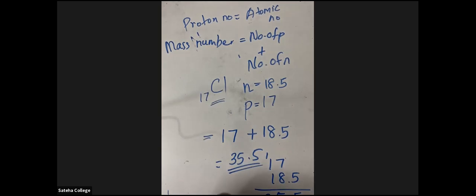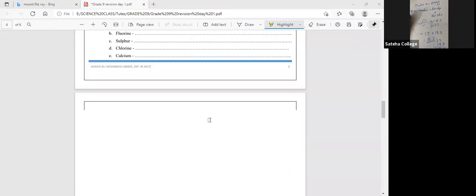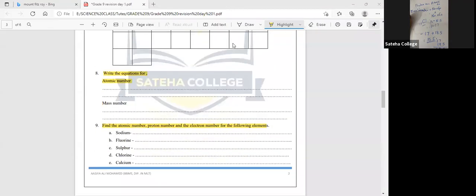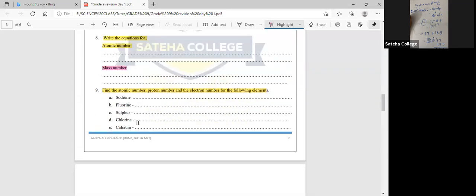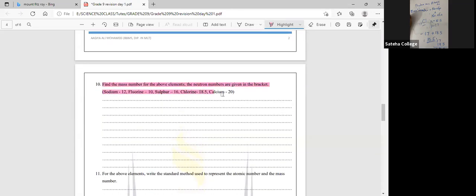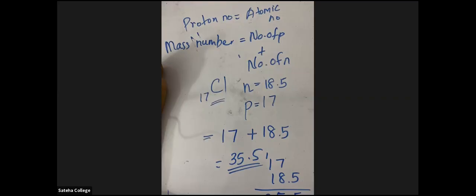Good. So now for homework. Before you come next week, do this homework. Don't come without doing the homework. You should do the highlighted ones. Write the equation for mass number, and then do question number 10. So that's it for today. If you have any doubt up to what we have studied now, you can unmute and ask. If you have no doubts, meet you all next week. Take care. Bye.